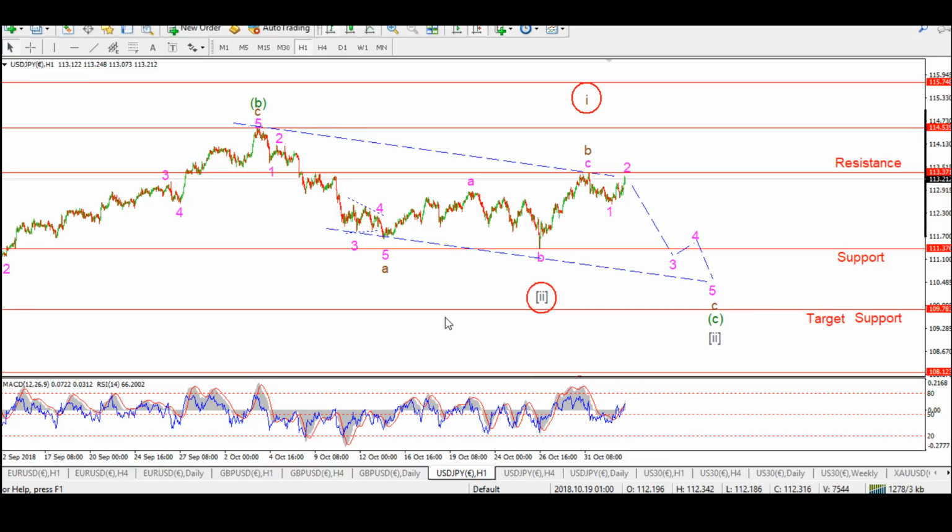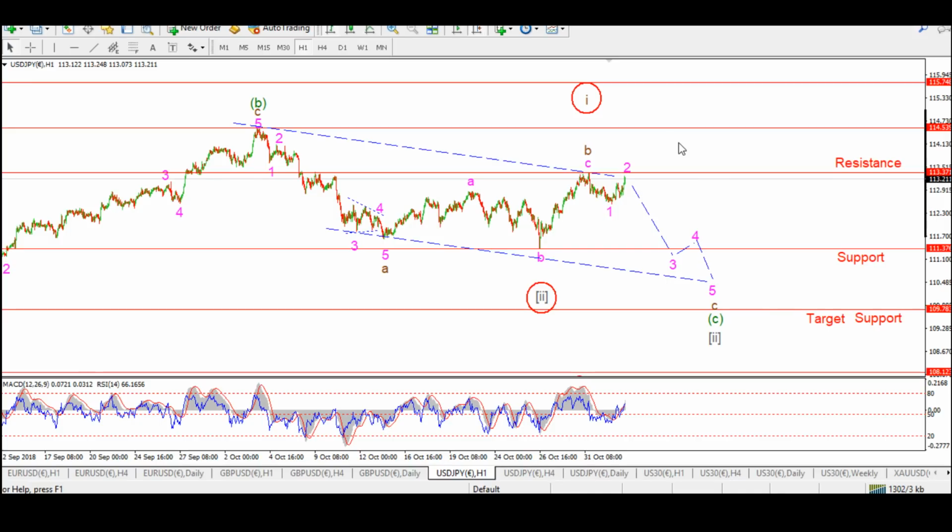Some people have been questioning, why don't I use the WXY? And the reason is it just annoys the head off me. So I just use ABCs for corrections, and Roman numerals or 1, 2, 3s, normal numbers for impulse waves.